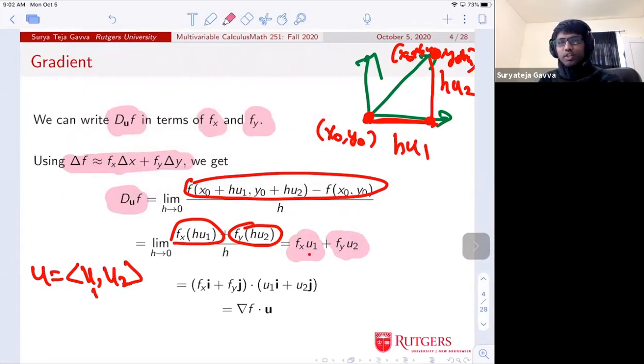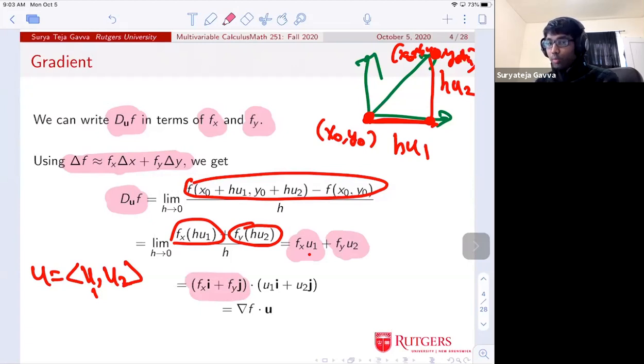Okay, so that's what you get. If I know the fx and fy and I know the vector u, then I can just compute the derivative along u, the directional derivative along u, by just using this expression fx times u1 plus fy times u2. Another way to write this is nothing but (fx i + fy j) times this.